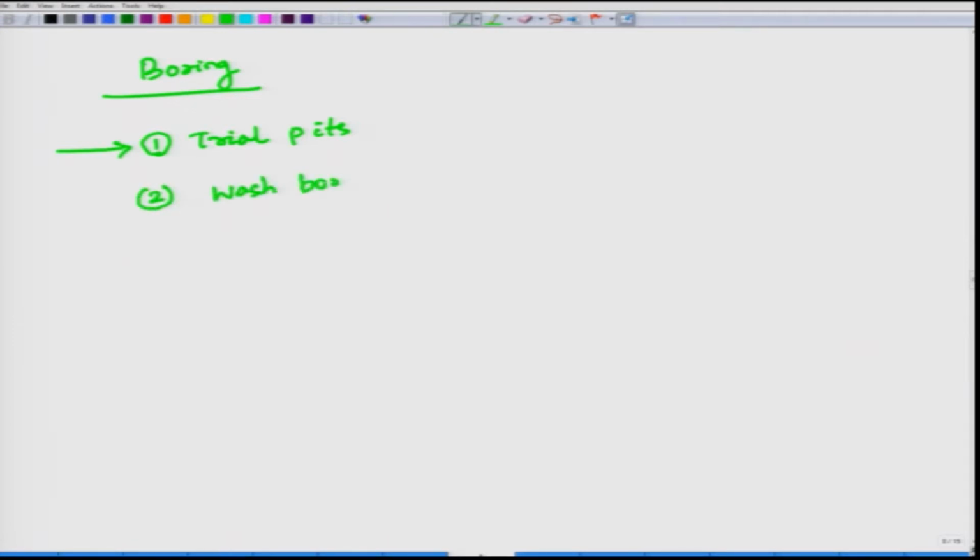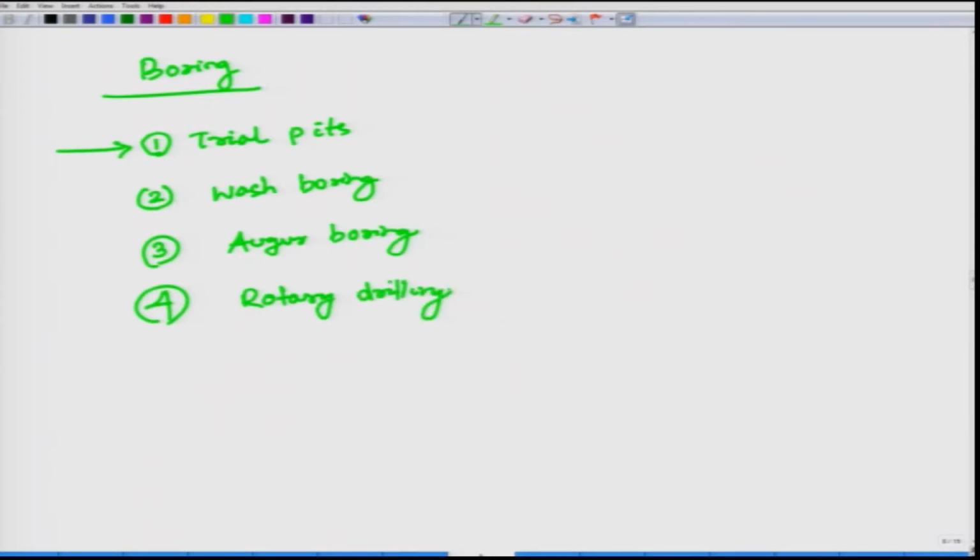Now come to this part. I am going to start boring. There are different types, with merits as well as demerits. The first one is trial pits. The second one is wash boring, third one is auger boring, and fourth one is rotary drilling. How you are going to do the boring, what are the different methodologies, and how you are going to collect disturbed as well as undisturbed soil samples in the boreholes. First one is your trial pit.